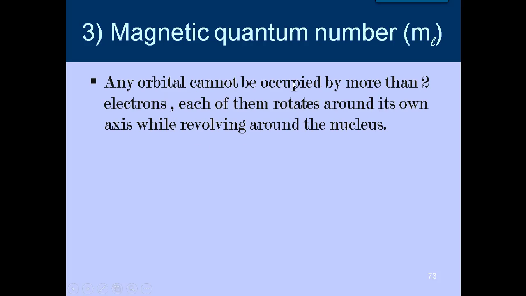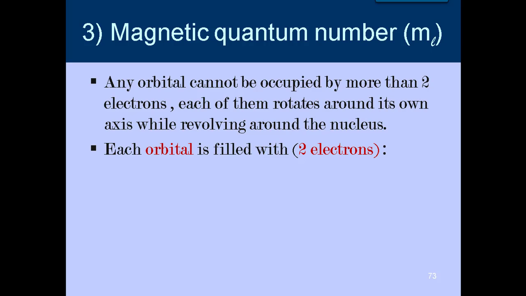Any orbital cannot be occupied with more than 2 electrons, so the maximum number of electrons taken by one orbital is 2 electrons. Each of them rotates around its own axis while revolving around the nucleus. The same idea for the motion of planets around the sun. Each planet rotates around its axis, and at the same time they are rotating around the sun. The same idea here, the electron rotates around its axis and rotates at the same time around the nucleus.